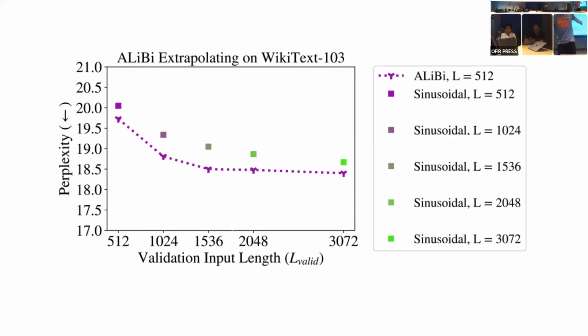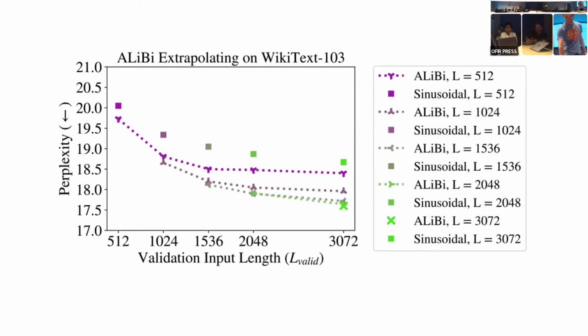The 500 model took like a fourth of the time. It took much less time to train. Questions? Okay. And then if you train on longer sequences, it does better.